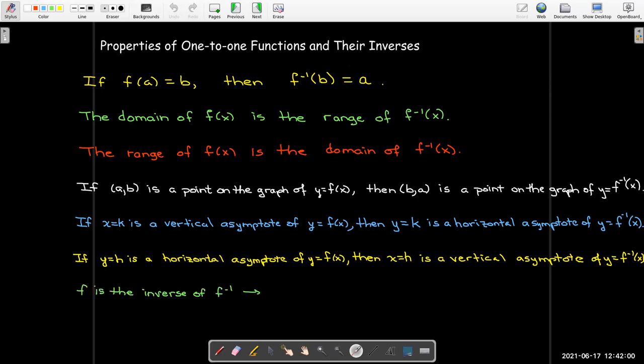And f is going to be the inverse of f inverse. And that should make sense, right? That if f inverse undoes f, then f should undo f inverse. So in other words, the inverse of f inverse is just f itself. And really, the most appropriate thing to say is that f and f inverse are inverses of each other.